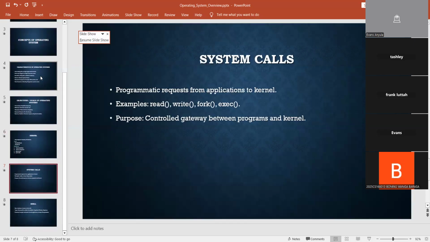System call, we understand, is a request from an application to the kernel. This is where a process is undergoing. When a process needs information during execution, it requests that information, and that is why we call this a system call. For example, we have read, write, fork, and exec. Also, its purpose is to control the gateway between the program and the kernel.